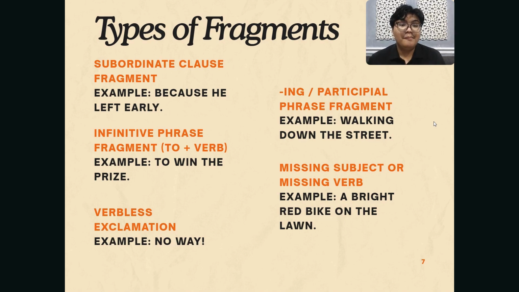Next, the ING participle phrase fragment. Walking down the street. Who's walking down the street? Walking down the street where? It's missing. ING requires an actor, a subject, but it's not here. Next one is missing subject or missing verb. Simple. A bright red bike on the lawn. Where's the verb? What's the bike doing there? Nothing. So it is not a complete sentence. Here we are seeing a couple of sentences that sound correct, but in reality they are not.